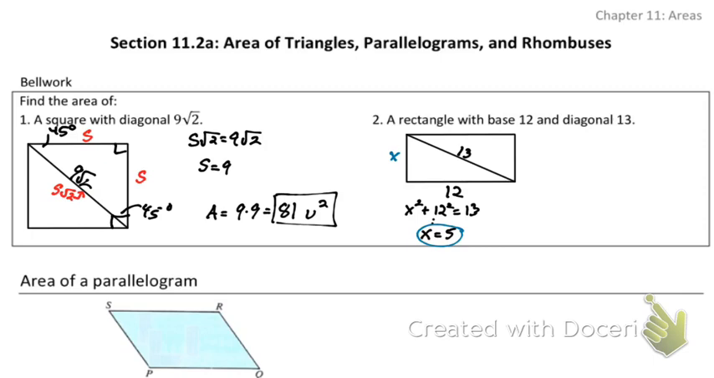which means this rectangle has a height of 5 and a base of 12. So the area is 5 times 12, which is going to equal 60, I guess, units squared, if you want to remember that it would be units if it had units.